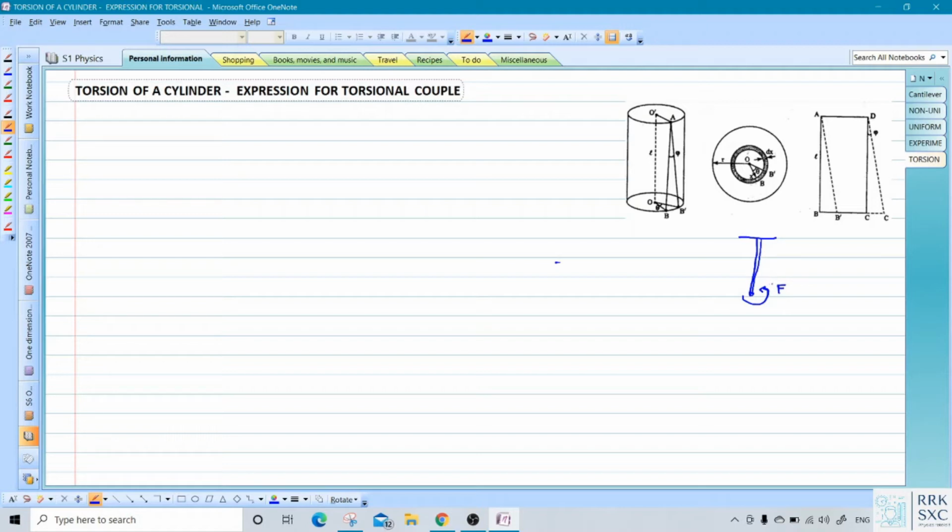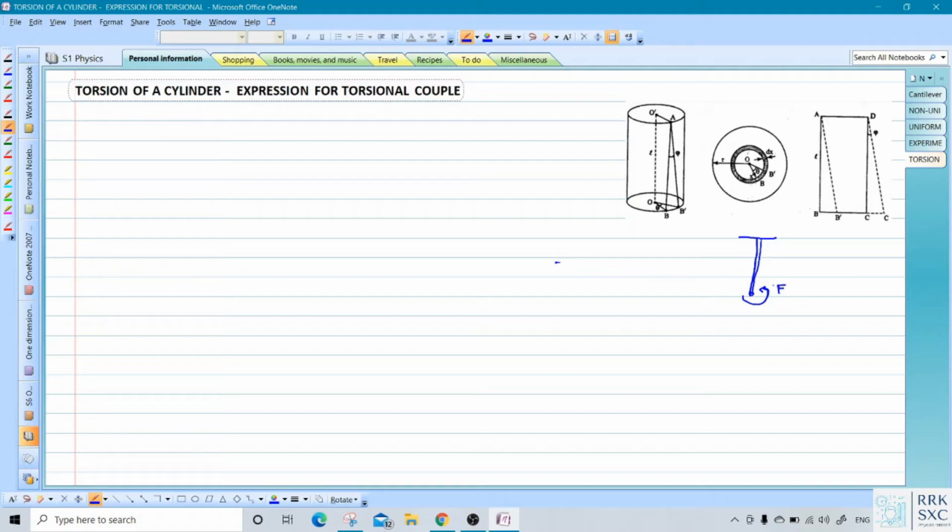So having said this, now we will go on to the derivation, that is how can you derive an expression for the torsional couple of a wire or a cylinder which is fixed at one end, that is usually it is fixed at the top and a twisting force is applied at its bottom. So as you can see from the figure, you can see three figures. We will explain it one by one.